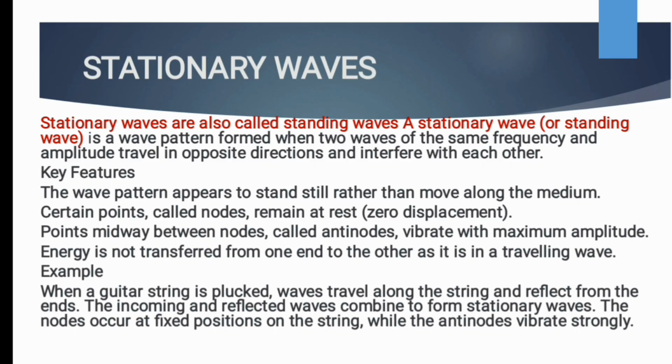An example is that when a guitar string is plucked, waves travel along the string and reflect from the ends. The incoming and reflected waves combine to form what? A stationary wave. The nodes occur at fixed positions on the string, while the antinodes vibrate strongly.